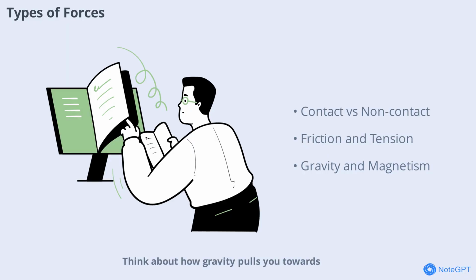Think about how gravity pulls you towards the earth or how magnets attract metal objects. Recognizing the difference between these types of forces helps you understand the variety of interactions in the physical world. As we continue, notice how these forces play a role in the concepts of work and energy.